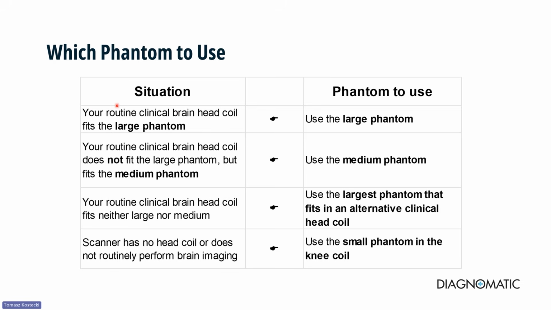So if a large phantom fits your normal brain coil, you use the large phantom. If it doesn't fit, you use the medium phantom. If the medium phantom doesn't go into your head coil, use the largest phantom that can fit in an alternative clinical head coil.